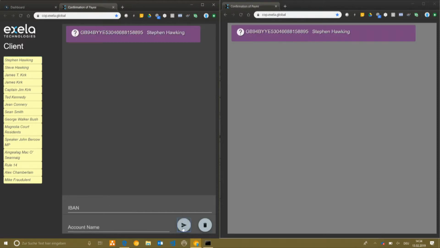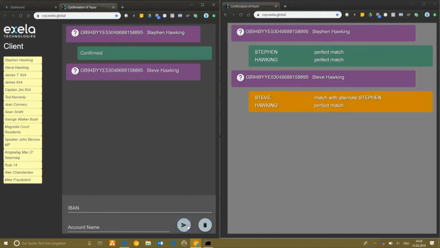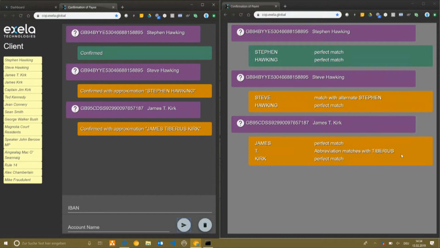So this would be a perfect match. Stephen Hawking is exactly the same, but some friends call him Steve and transfer money to his account with Steve Hawking, and the system here, this is the server side, this is the client side, will tell us that he matched with a name alternative, and therefore it was okay. Here we have James T. Kirk. The system knows him as Tiberius Kirk, which is okay. That was on his passport maybe. And we can also call him James Kirk. The Tiberius doesn't have to be there.